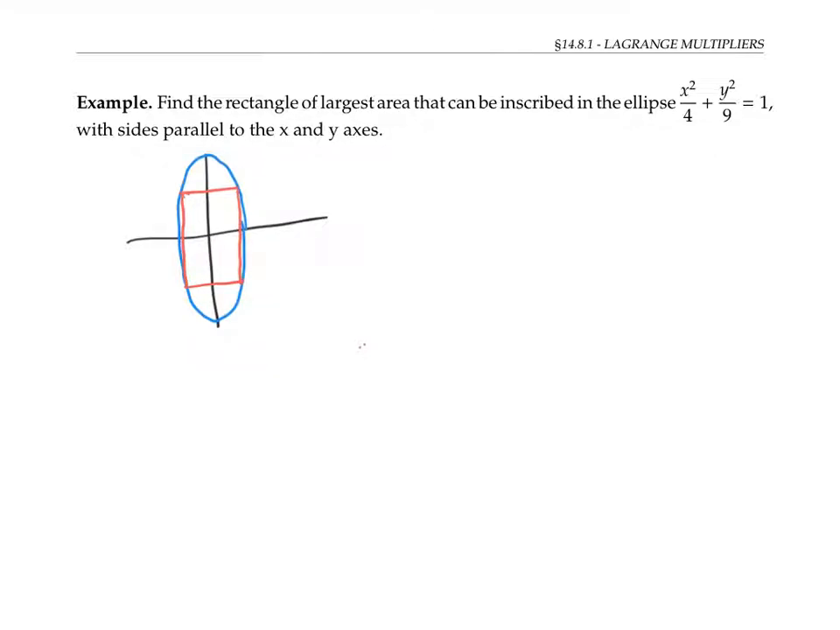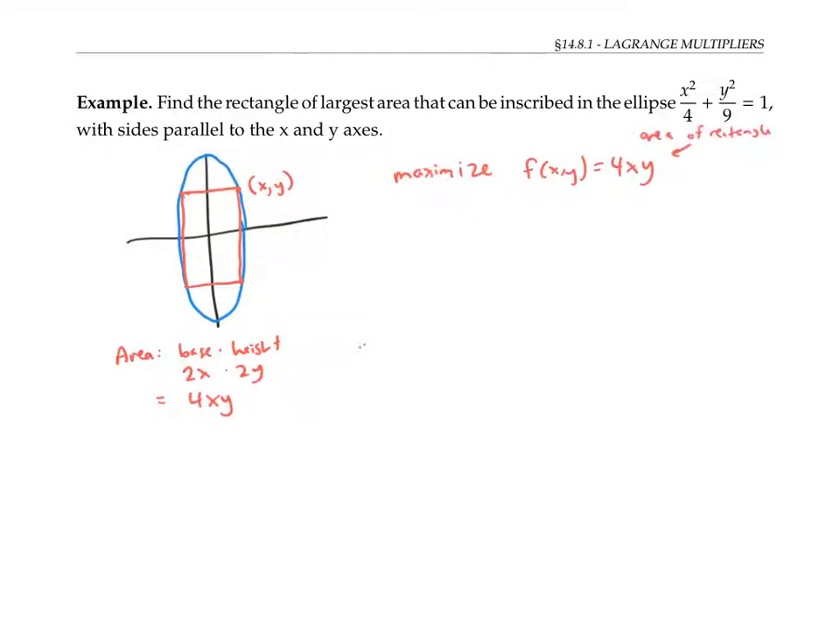As we're considering various inscribed rectangles, a nice way to keep track of which rectangle we're talking about is by specifying the coordinates of the upper right corner, which I'll call coordinates x, y. Now the area of my rectangle will be the base times the height, so that's going to be 2x times 2y, or 4xy. That's the function that I want to maximize. I'll call it f of x, y equals 4xy.